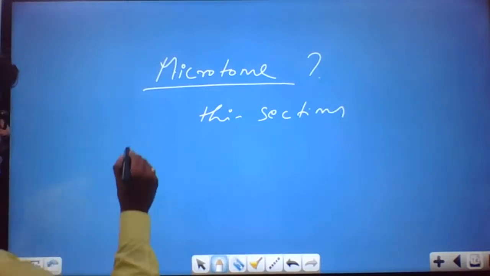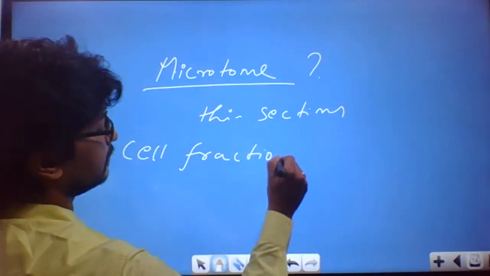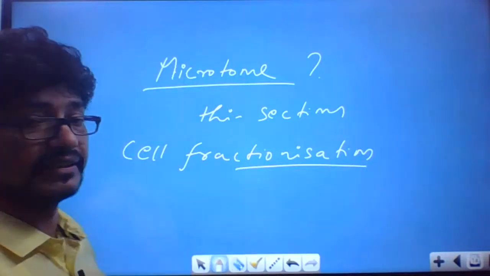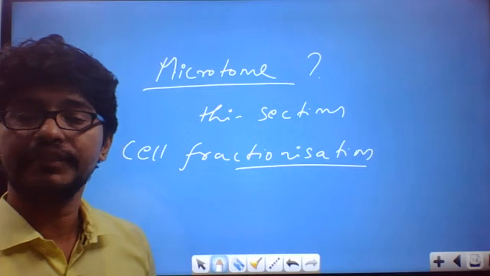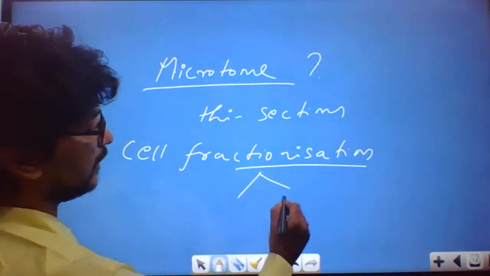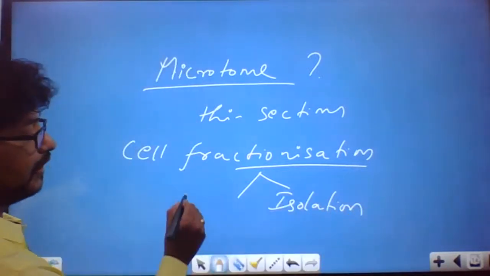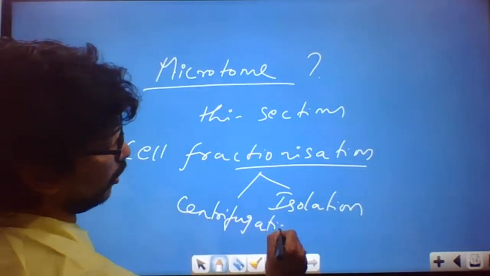Then we have a technique called cell fractionation. What do you mean by cell fractionation? If you want to identify any part of the cell, like the DNA or RNA, first the cell has to be burst. The cell fractionation is used for isolation purposes. You can isolate and then go for a centrifugation technique. So how can we isolate it?